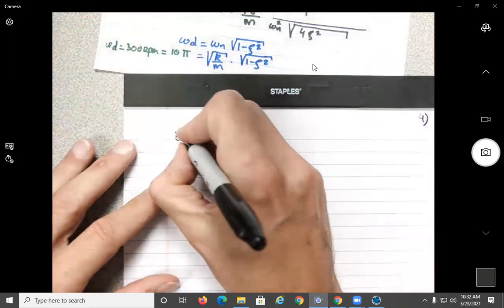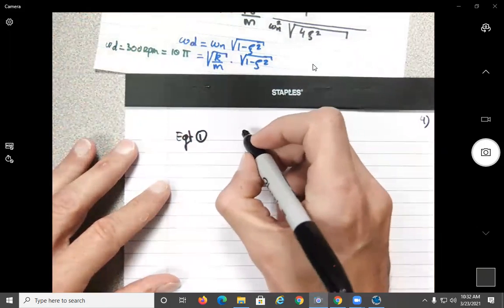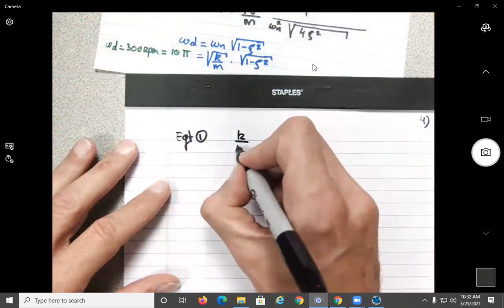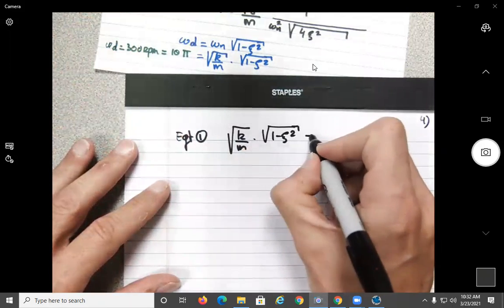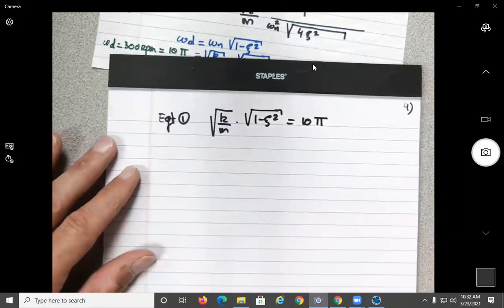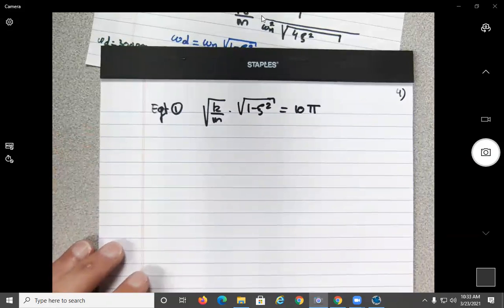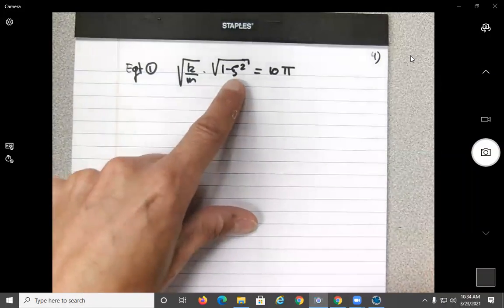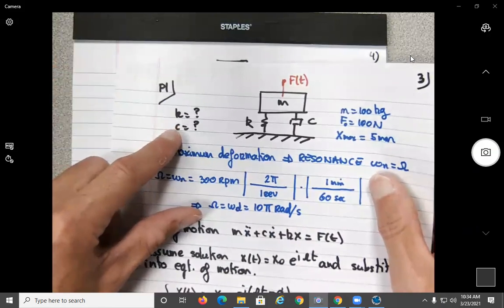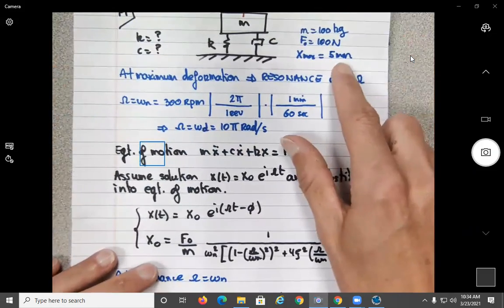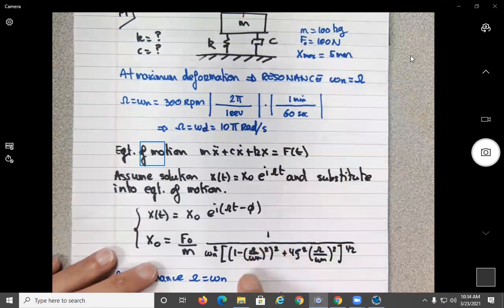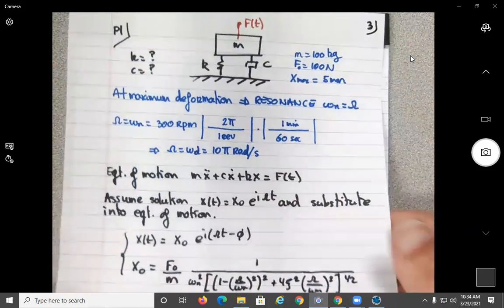Let's see, we have equation 1 here that says k over m of 1 minus the damping ratio is equal to 10 pi. So here we have m known, damping unknown, and k unknown, which is what we need to find. This is related to damping. So one equation, two unknowns, we need to find an additional equation. We can probably use the fact that the maximum deformation is 5 millimeters, substitute over here, and find a new equation.